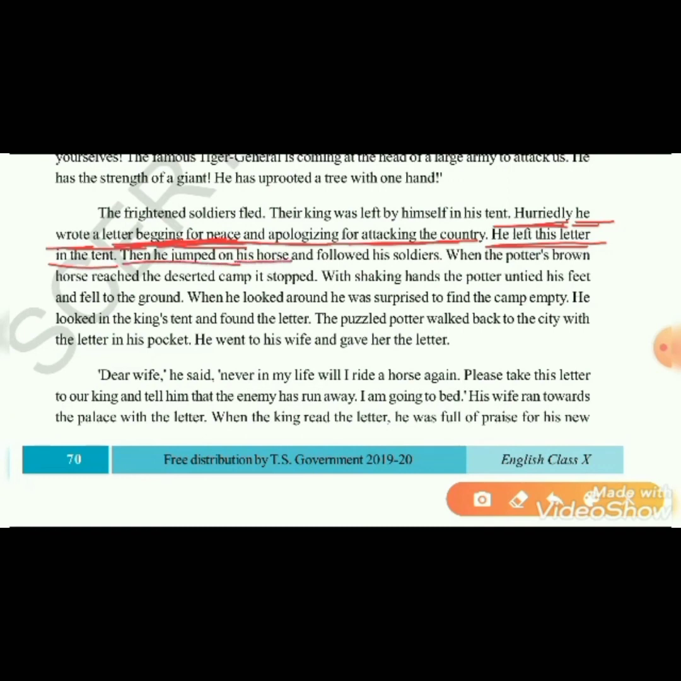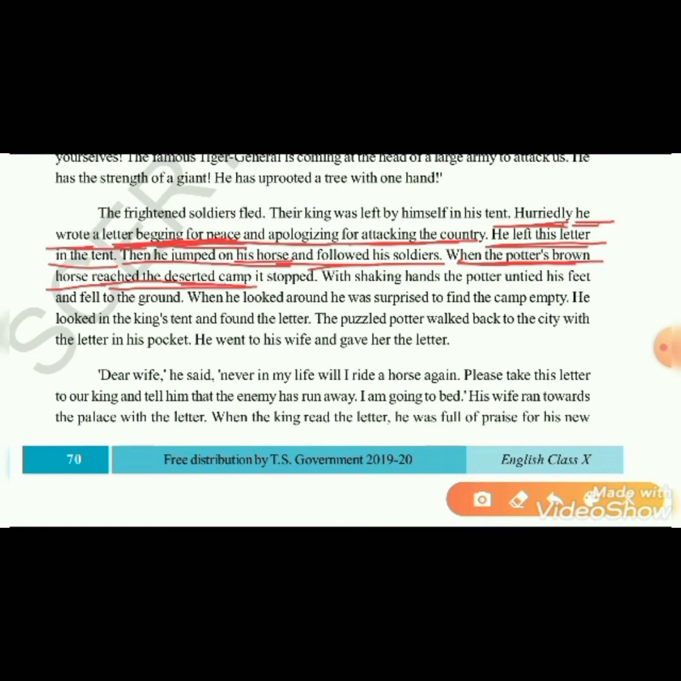When the potter's brown horse reached the deserted camp, it stopped. It was a deserted camp because all the soldiers had fled away. Nobody else was there, so the horse stopped. With shaking hands, the potter untied his feet and fell to the ground, because the horse is so tall. The shaking in his body did not stop.